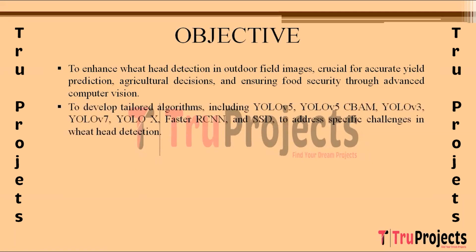And the project aims to build and implement state of the art algorithms including YOLOv5, YOLOv5 with CBAM, that is Convolutional Block Attention Module, YOLOv3, YOLOv7, YOLOx, Faster RCNN, and SSD. Each algorithm is tailored to address the challenges of wheat head detection, considering factors like overlapping plants, varying appearances, and diverse field conditions.